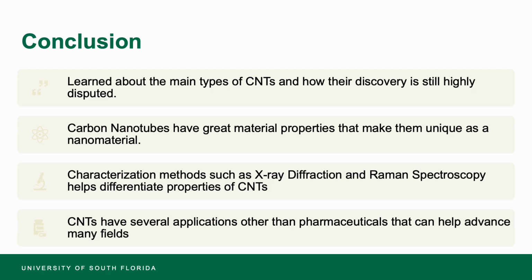So now I wanted to wrap up this presentation and share my final thoughts. So in conclusion, we learned about the main types of CNTs and how the discovery is still highly disputed. We learned about carbon nanotubes and how they have great material properties that make them unique as a nanomaterial. We learned about characterization methods such as X-ray diffraction and Raman spectroscopy that help differentiate properties for CNTs, and how CNTs have several applications other than pharmaceuticals that could help advance many fields.